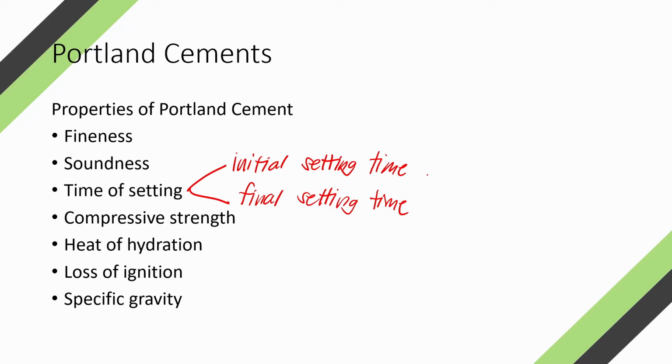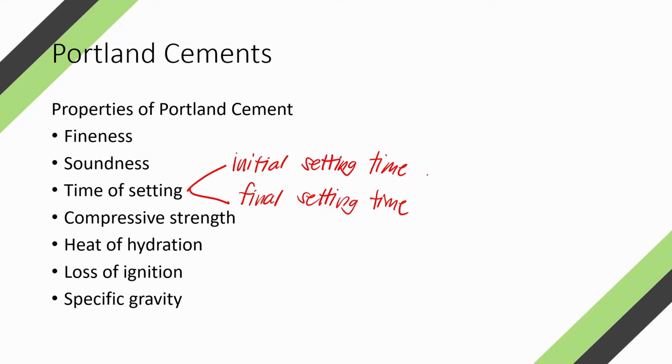So, next, we have here yung compressive strength. So, na-discuss naman natin na ito sa concrete. So, compressive strength, it is used to give an indication of the strength developing characteristics of the Portland cement. Next, we have here the heat of hydration. It is the heat generated when cement and water react.